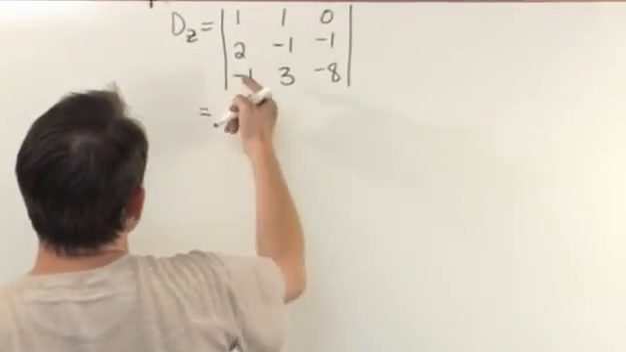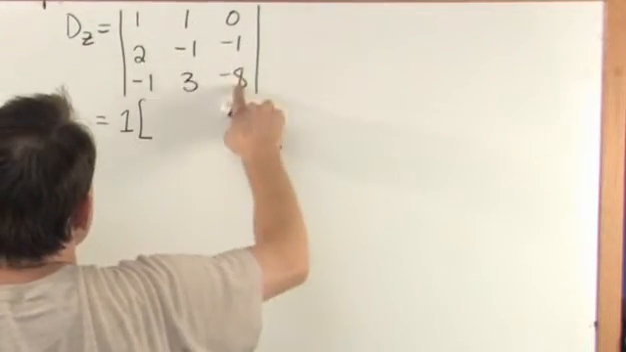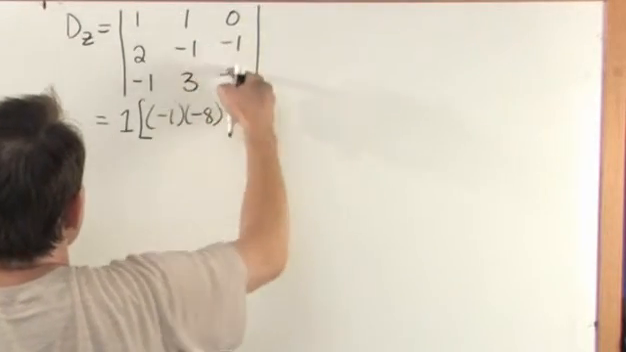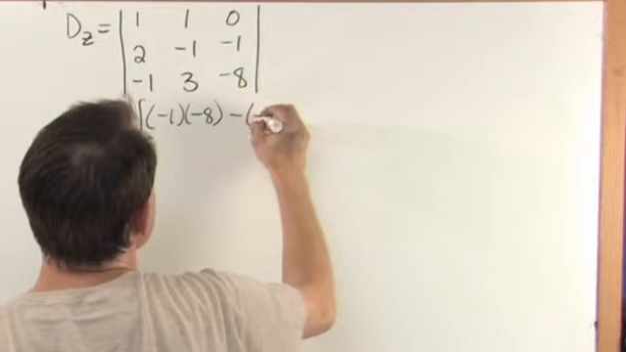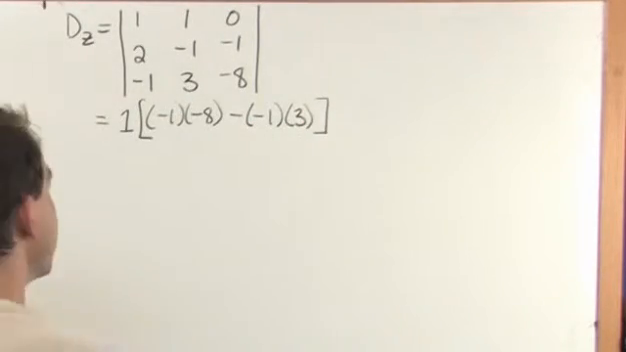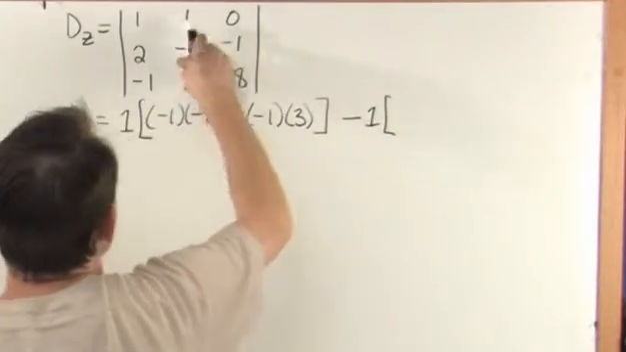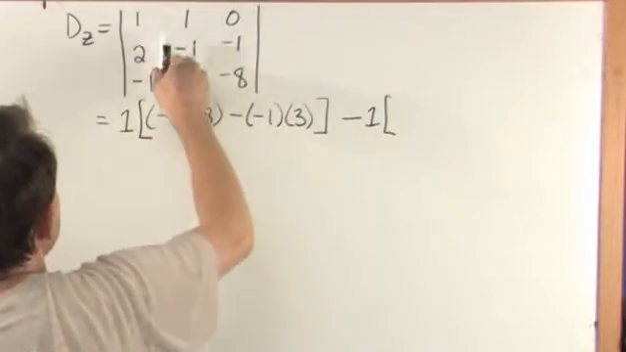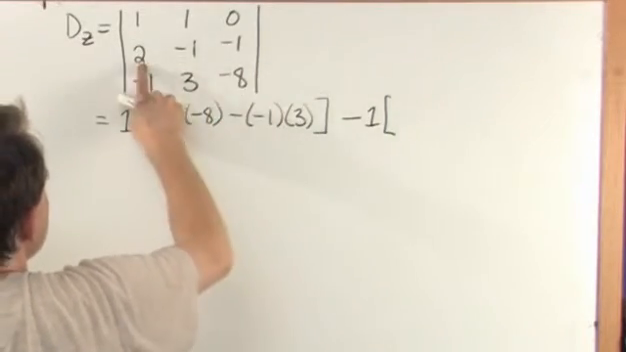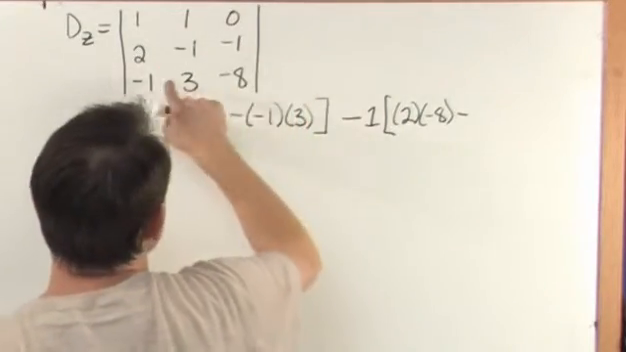So let's do that. First thing we're going to do is we're going to have a 1 out here. We're going to mark through these guys here. We're going to take the determinant of what's left over. So we're going to have negative 1 times negative 8 minus, going this way, negative 1 times 3. Okay? So that's done. And we're going to subtract off, because we're doing a subtraction for the second term, 1. Now once we do this, we're going to mark through this column and this row. The only thing left over are these two numbers and these two numbers. We're going to take that determinant by doing an x, just like this. 2 times negative 8 minus negative 1 times negative 1.